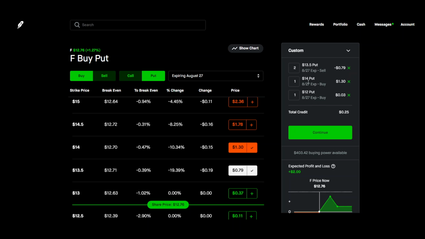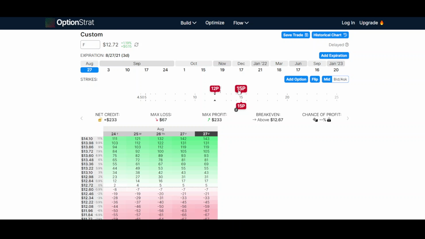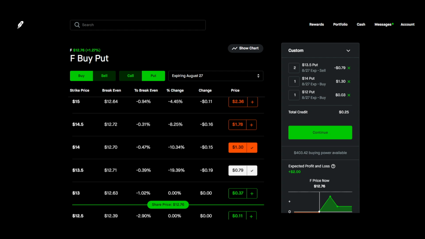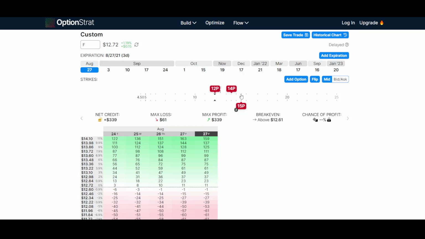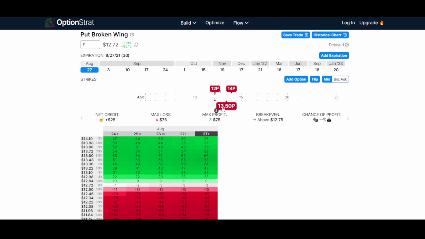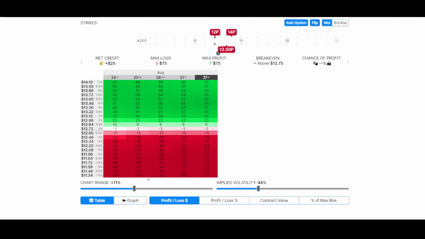And then we'll work from bottom to top actually. So then we bought a $14 put. So we'll take this other one, take that to 14. And then we sold two at 13.5. Right there. Okay, so now you can see. Yeah, that's weird. I don't know why it's not letting me choose 12.5.